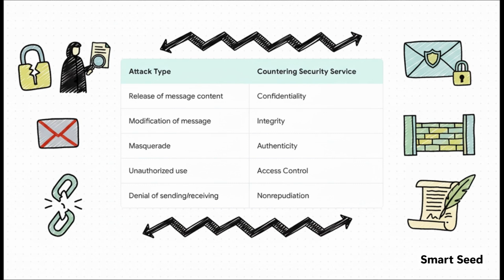You can see this direct line between the attack and the defense. If the attack is someone trying to read your private message, the service you need is confidentiality. If they try to change that message, you counter with integrity. If they're trying to pretend to be someone else, you demand authenticity. It's just this beautiful, logical system of action and reaction.